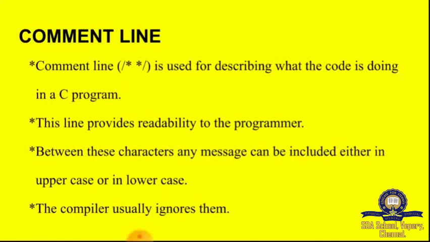Next topic we are going to learn is comment lines. A comment is used for describing what the code is doing in a C program. This line provides readability to the programmer. Between these characters, any message can be included, either in uppercase or in lowercase. The compiler usually ignores them.